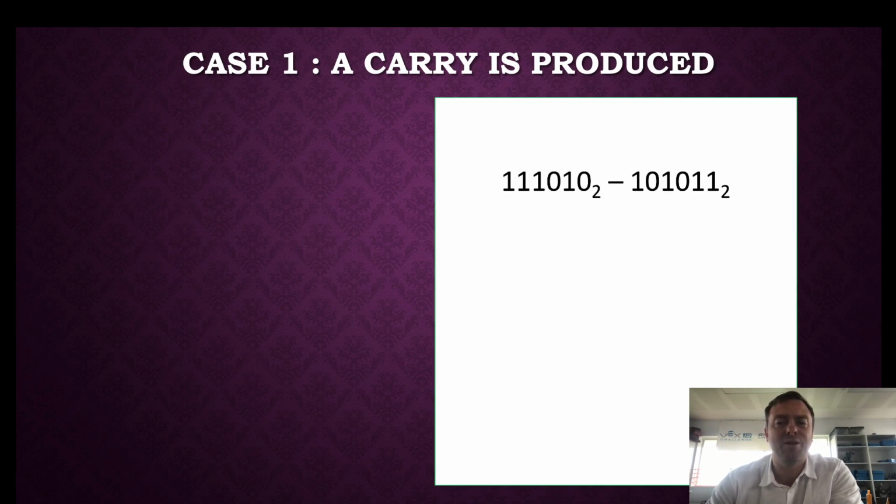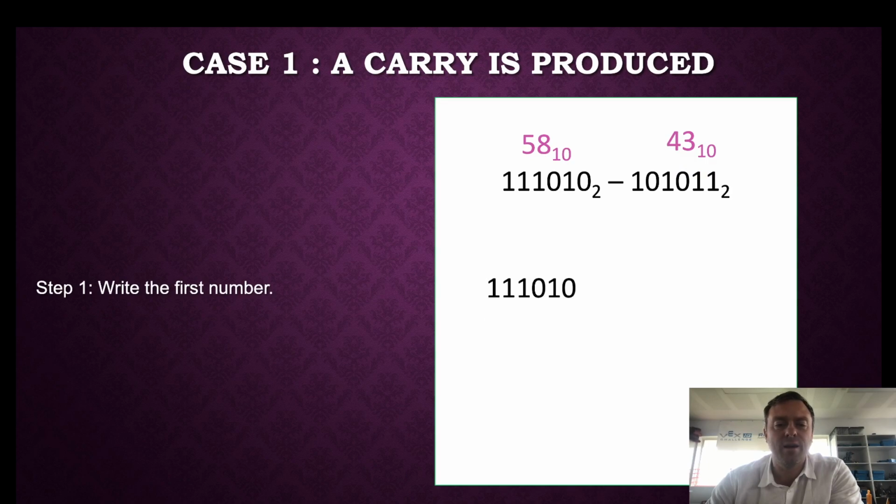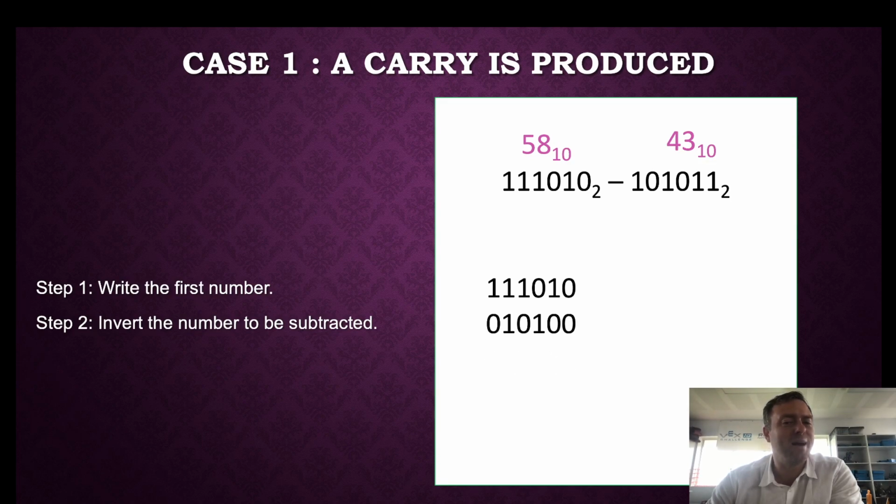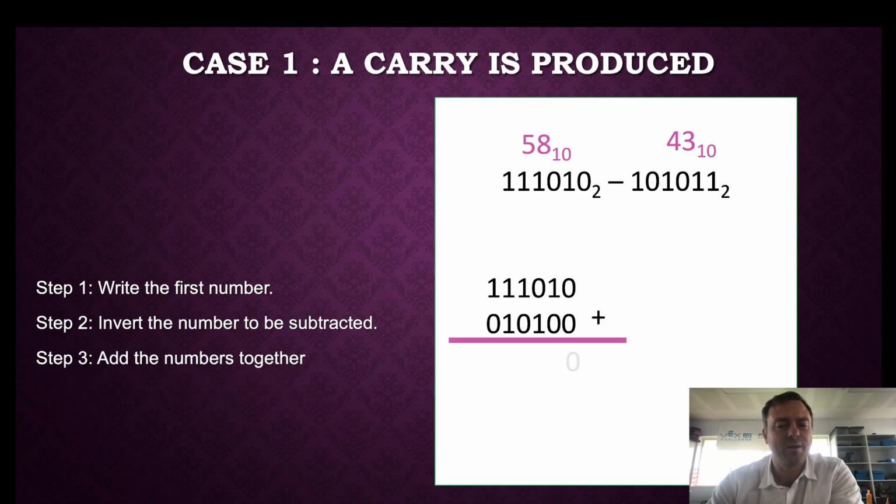If we had these two numbers taken away from each other, notice that I'm using base 2 notation. What you should find is we first write down the number. The next step, then, we invert the other number that we want to subtract. And then this is where it gets a little weird. If you add these two numbers together, you should see something really neat happen. So if we add them together, we get 0, we get 1, we get 1, 1, 0, carry the 1, 0, and then carry the 1.